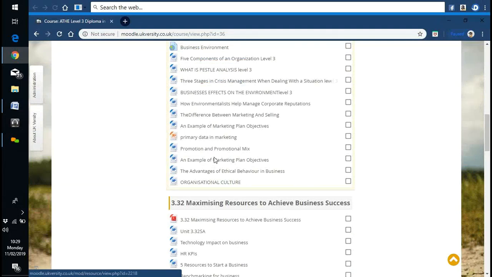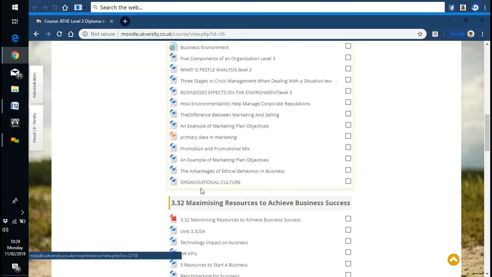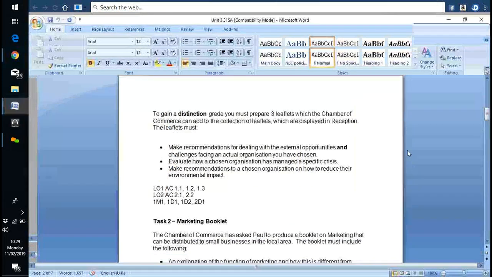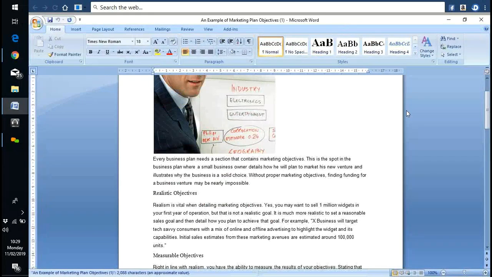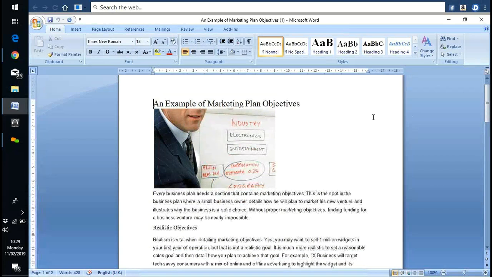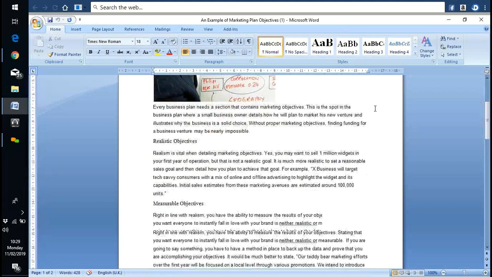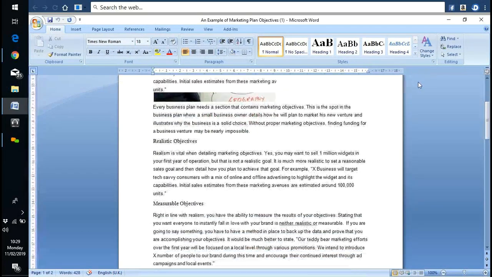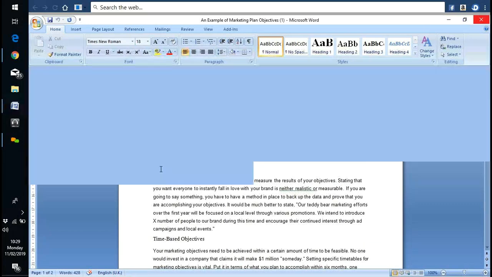Let's go and have a look at this one. These are some examples. So again, marketing plan objectives. Oh, I thought this is what I've just covered, haven't I? Sorry about that. It's the 4 P's. I've gone back on the wrong one.